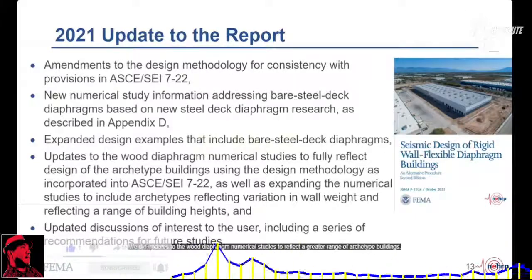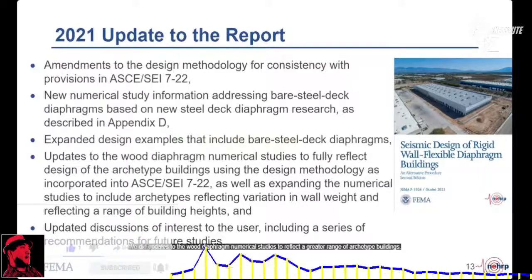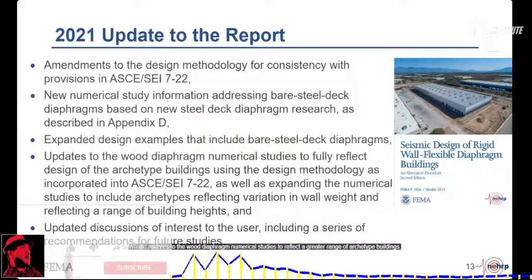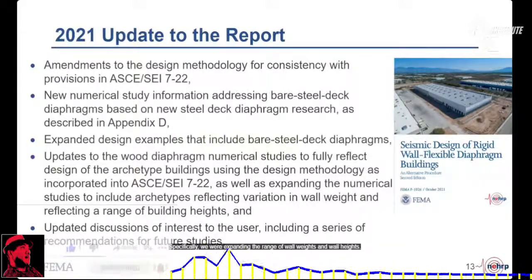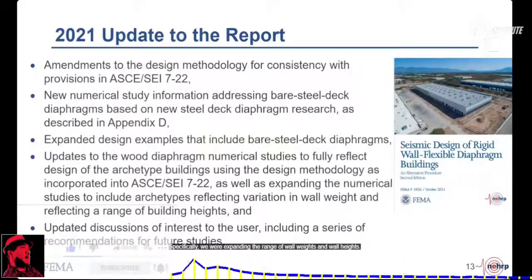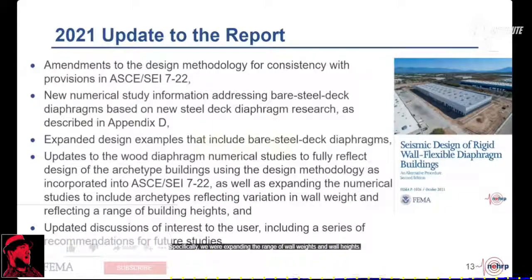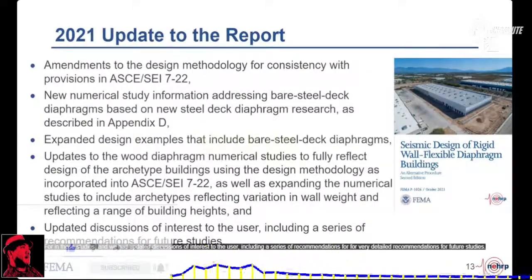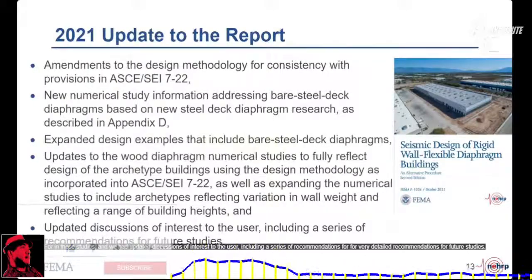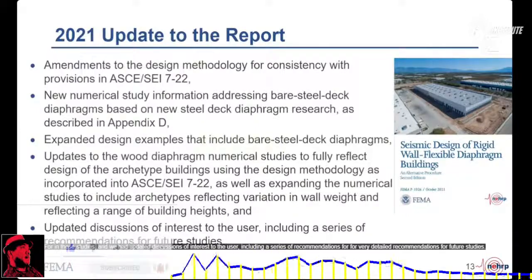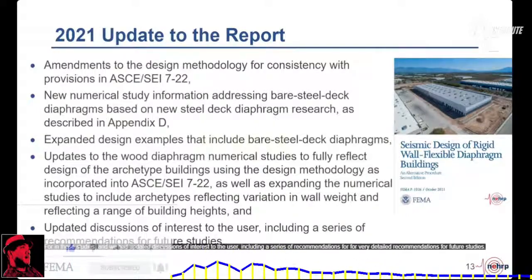We did updates to the wood diaphragm numerical studies to reflect a greater range of archetype buildings. Specifically, we were expanding the range of wall weights and wall heights in those studies. And then we had updated discussions of interest to the user, including a series of very detailed recommendations for future studies.